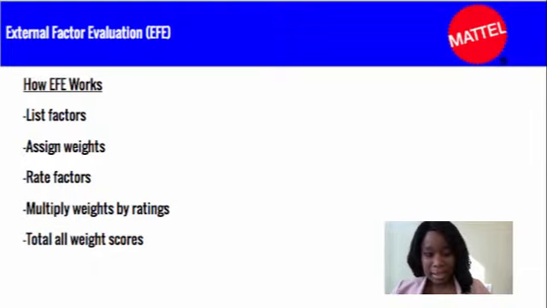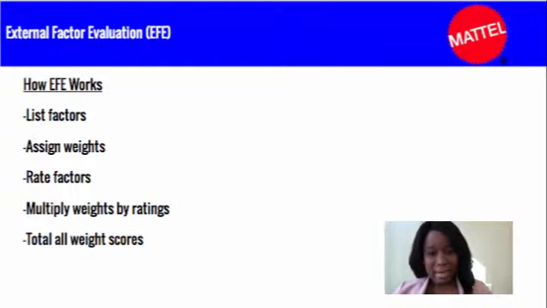Then for the second, assign weights. Assign a weight to each factor. The value of each should be between 0 and 1. 0 means the factor is not important, and 1 means that the factor is most influential and a critical one. The total value of all weights together should equal 1.